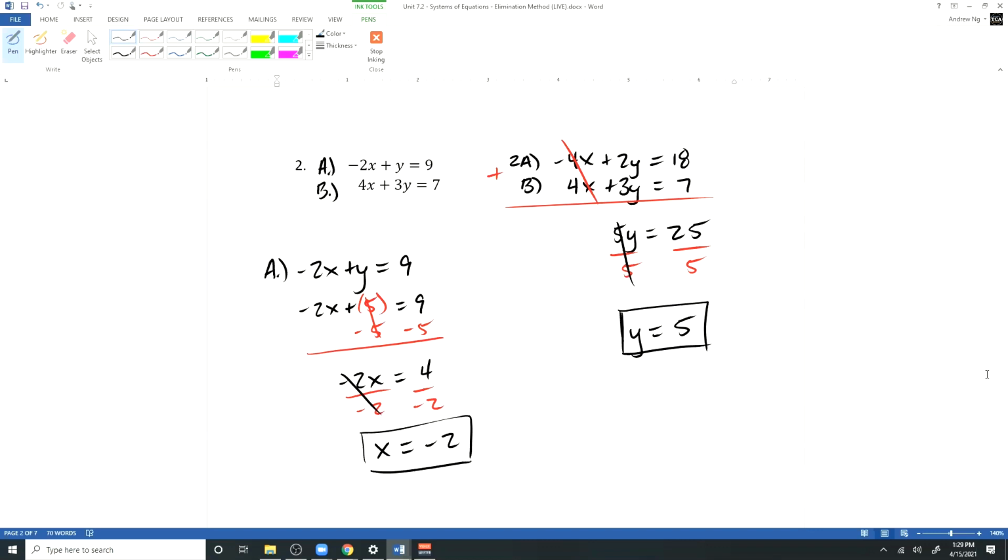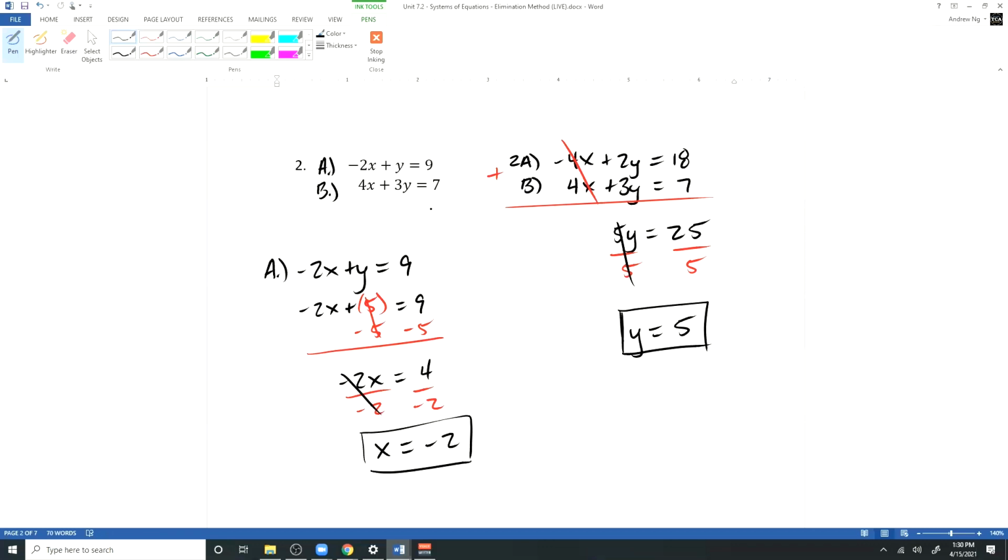Okay, so what did we do here? I started with negative 2x plus y equals 9, 4x plus 3y equals 7. The coefficients on the x, these weren't the same. The coefficients on the y, these weren't the same. So I needed to do some kind of clever multiplication. I needed to manipulate one of the equations in such a way where the coefficients on either the x or the y matched exactly or they were exactly opposites.